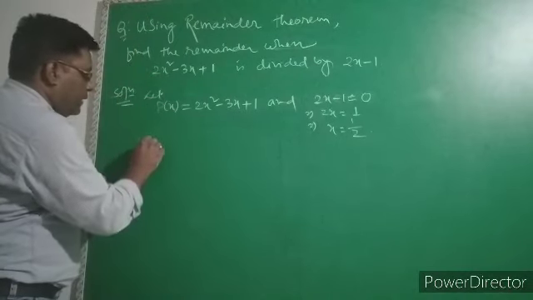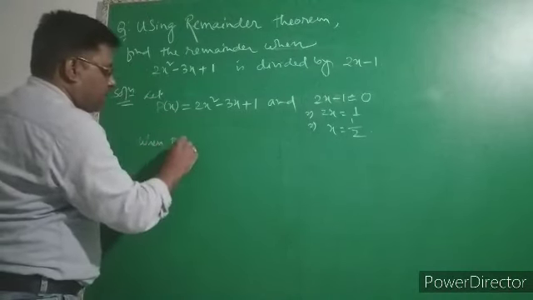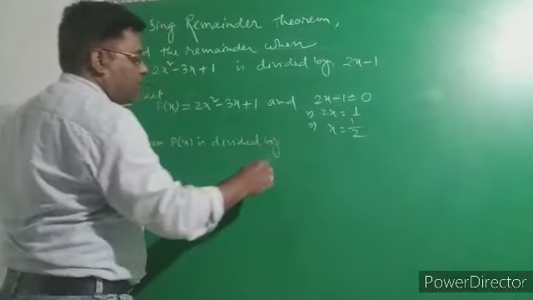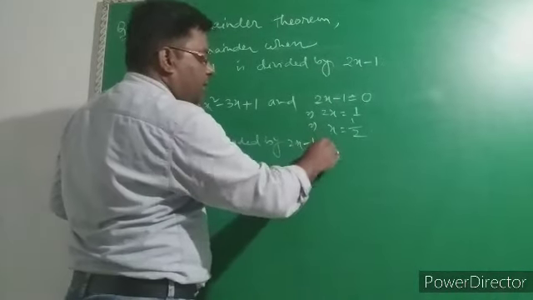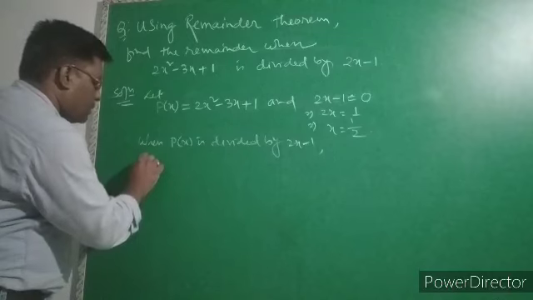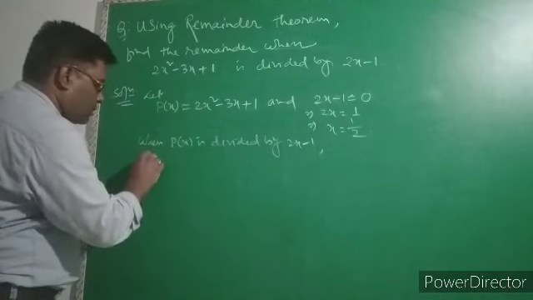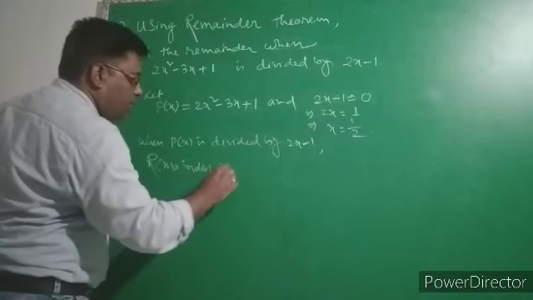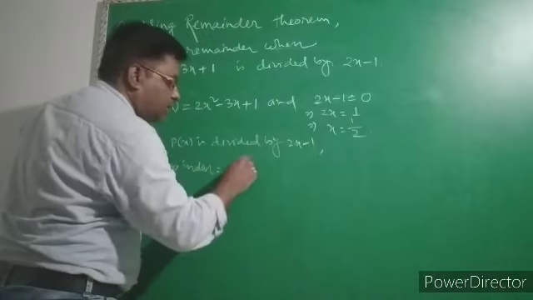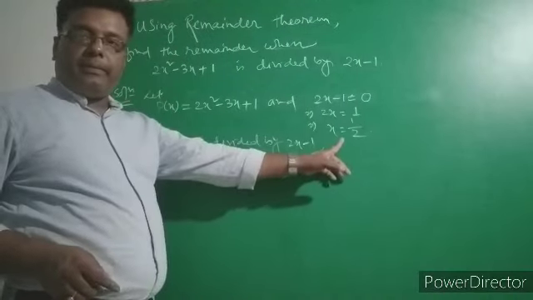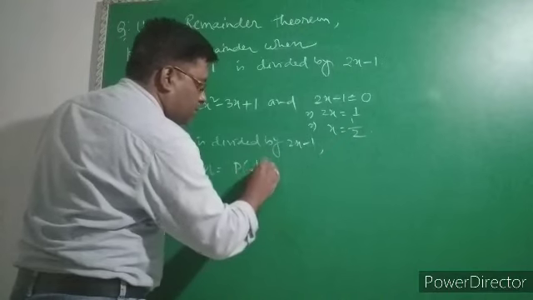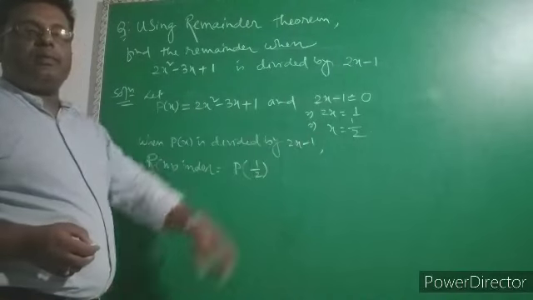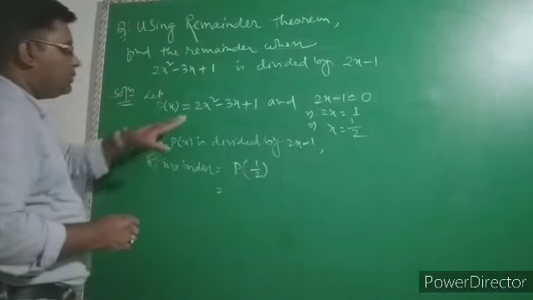Next we have to write: when p(x) is divided by twice x minus 1, the remainder is equal to p of what? It's half. That is p of half. In place of x, we have to write the 0 of this divisor. So equal to p(x) is this.